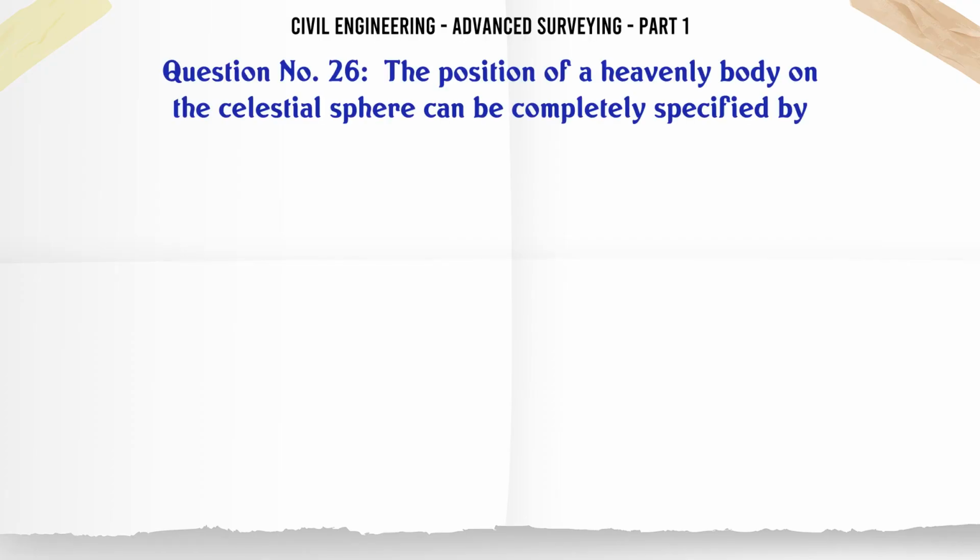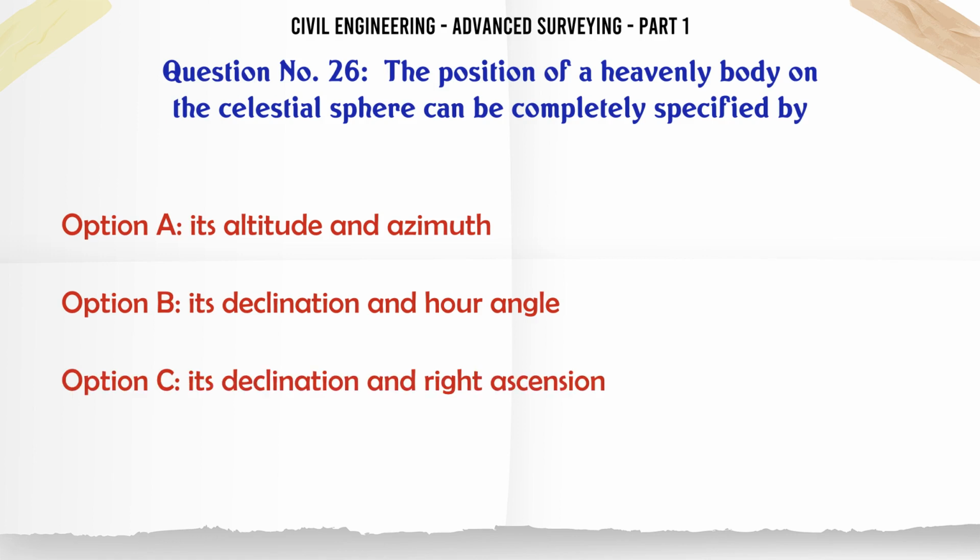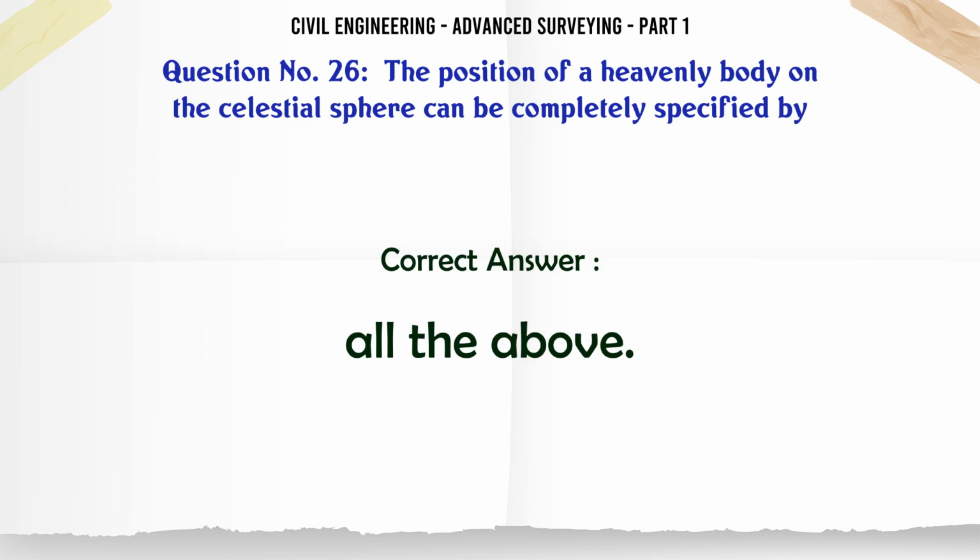The position of a heavenly body on the celestial sphere can be completely specified by A. its altitude and azimuth, B. its declination and hour angle, C. its declination and right ascension, D. all the above. The correct answer is all the above.